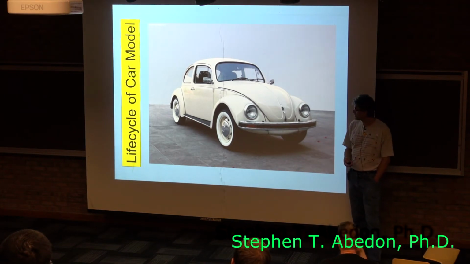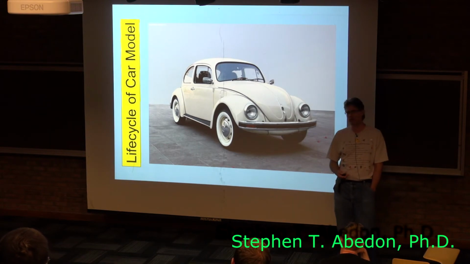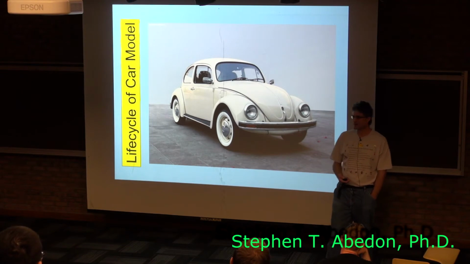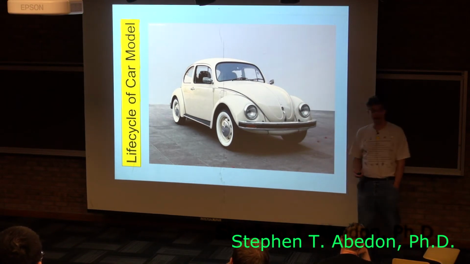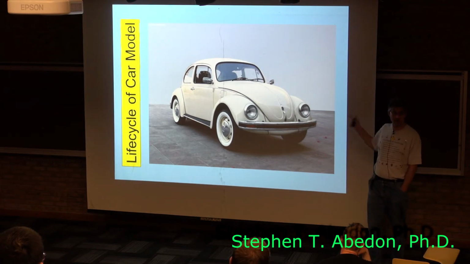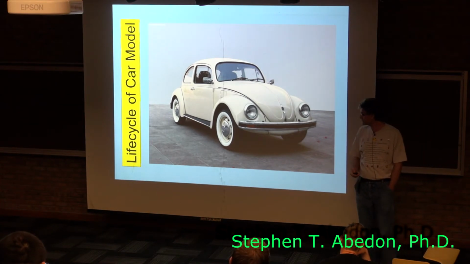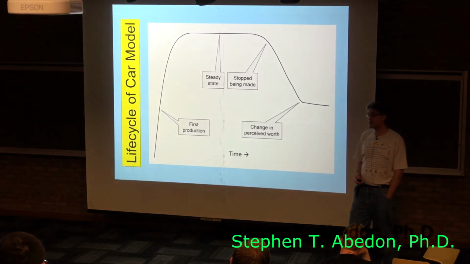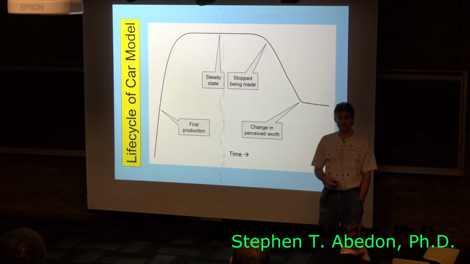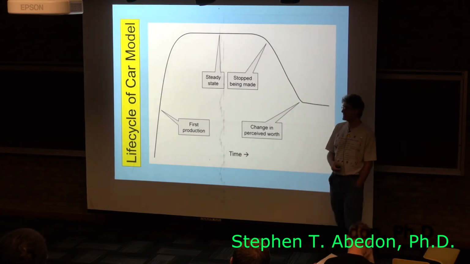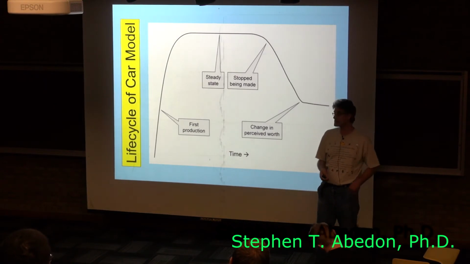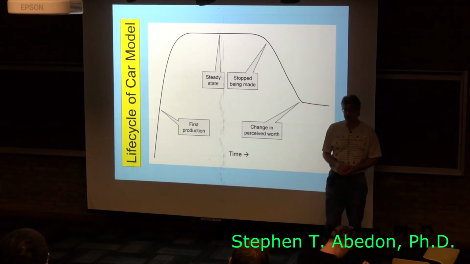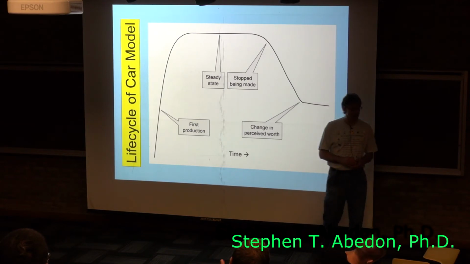So VW beetles were made from, I don't know, 1940 something, or maybe even earlier than that. I think the last one was made in the early 80s in Brazil or something like that. But all through my youth, there were lots of these cars on the road. And so you can think of VW beetle production as a steady state, particularly if it lasted long enough. So if you had a constant rate of production of these cars, people would be buying these cars, and they'd be using the cars, and the cars would wear out.